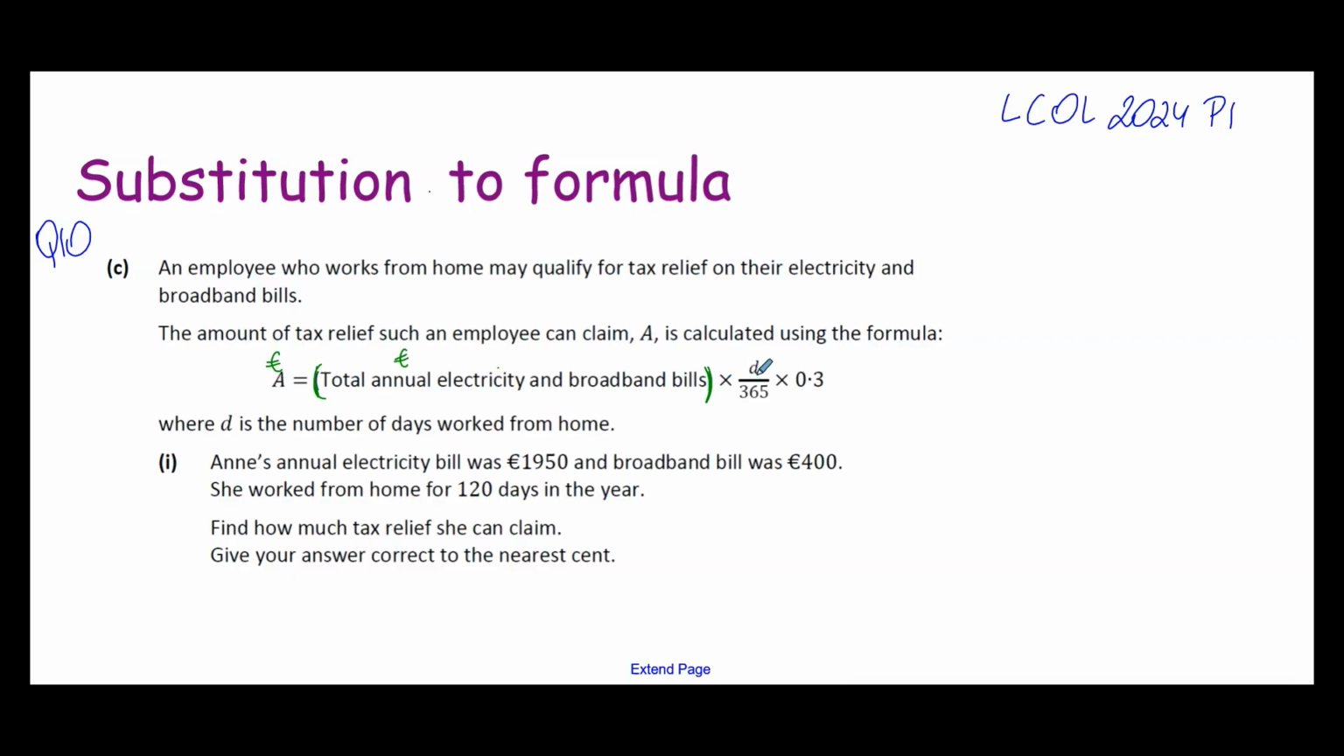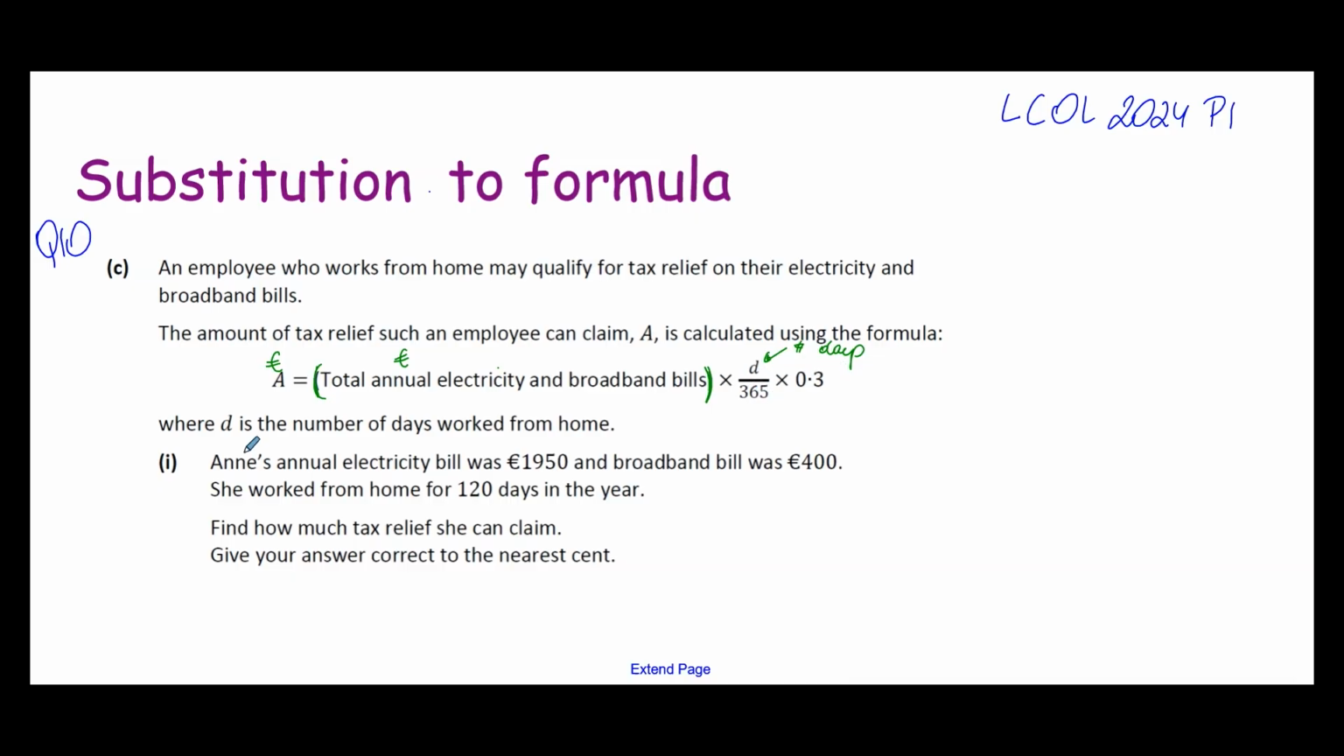Then we multiply. On top of the fraction, we have D. And here we are told where D is the number of days worked from home. So that's what we're going to put here, number of days. And then that is divided by 365 and multiplied by 0.3.